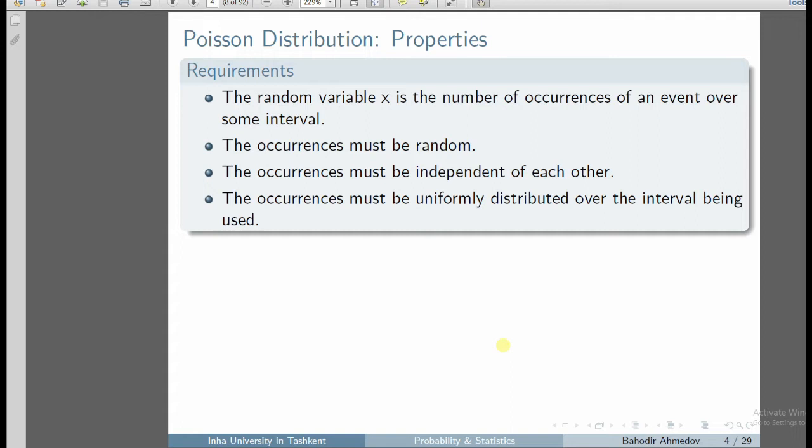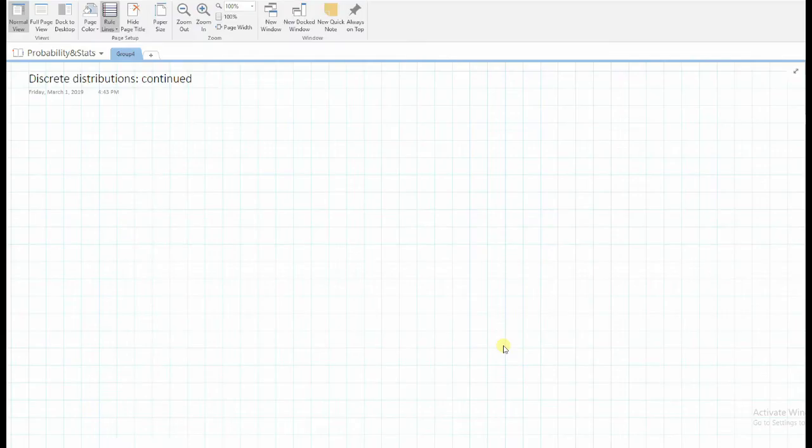And it is also said that the occurrences must be uniformly distributed. What does it mean that the occurrences must be uniformly distributed? In order to feel what it means, let's do some examples. Let's say X is the output of rolling a die.